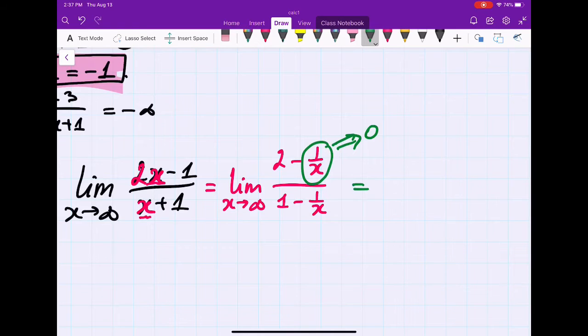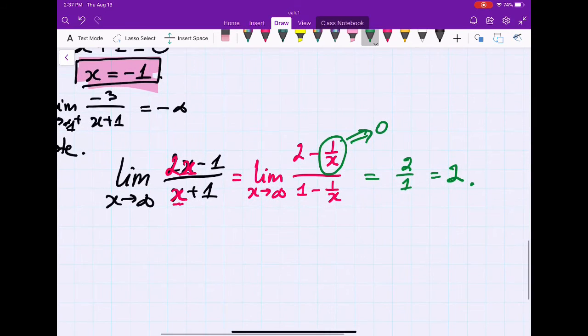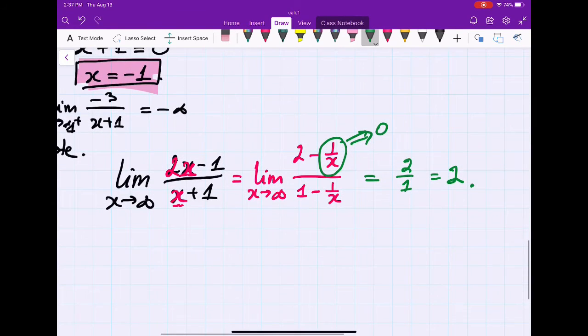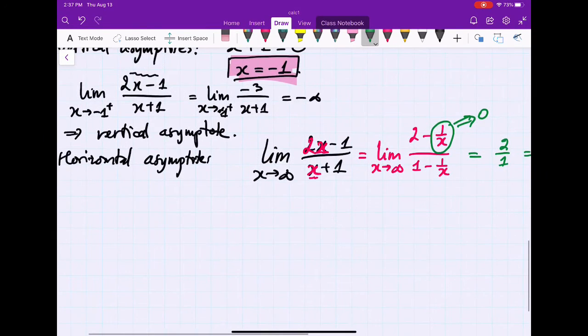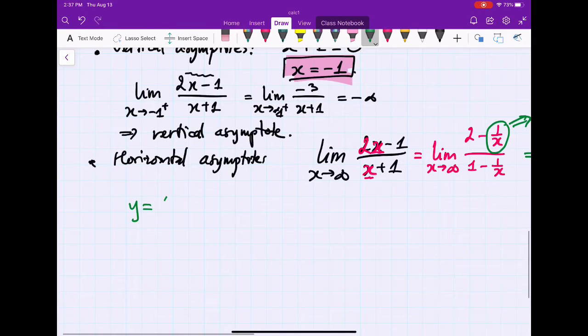Then this limit is nothing but 2 over 1, which is 2. So the limit of this function at infinity is 2. Does that make sense? Then y equal to 2 is a horizontal asymptote.